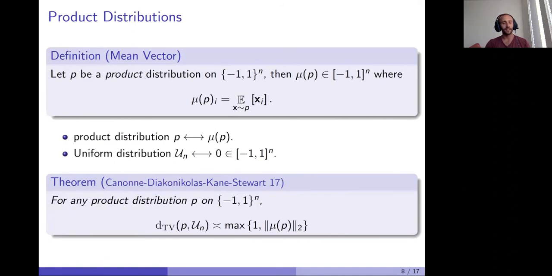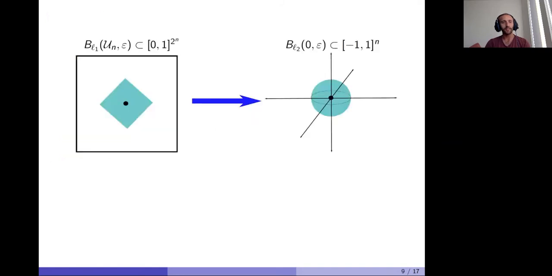for testing, say, uniformity of product distributions is this intimate relationship between the total variation distance between a product distribution and the uniform distribution and the Euclidean norm of the mean vector mu_P. So what they prove is that the variation distance between P and the uniform distribution is roughly the Euclidean norm of the mean vector. So the picture really is as follows.